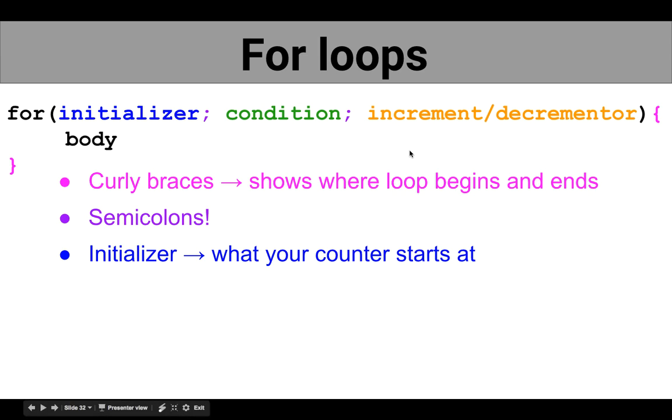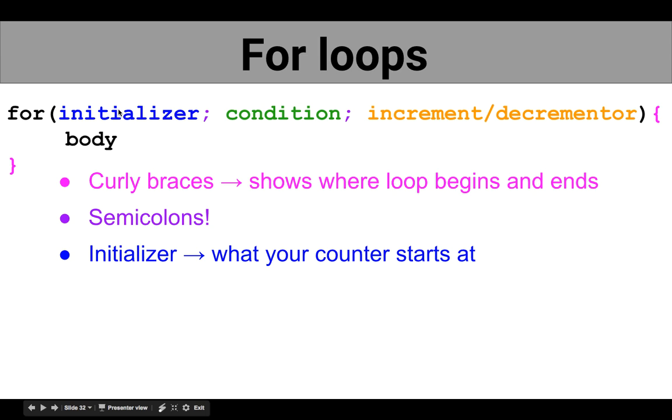Okay, the initializer, which is the first part of your for statement, is what you set your counter to. So this is going to be the counter. You're going to give it some type of number here, and that's why they call it the initializing statement. This gets used once and only once.